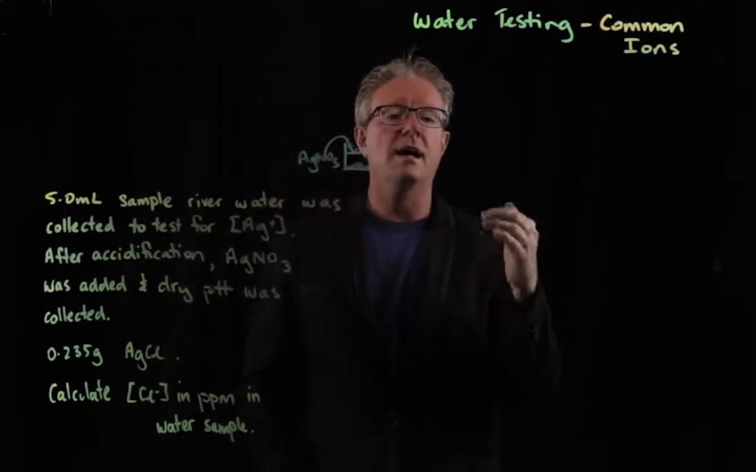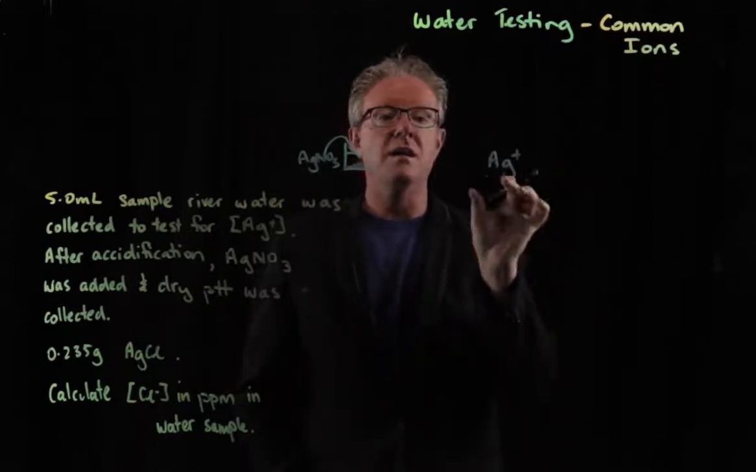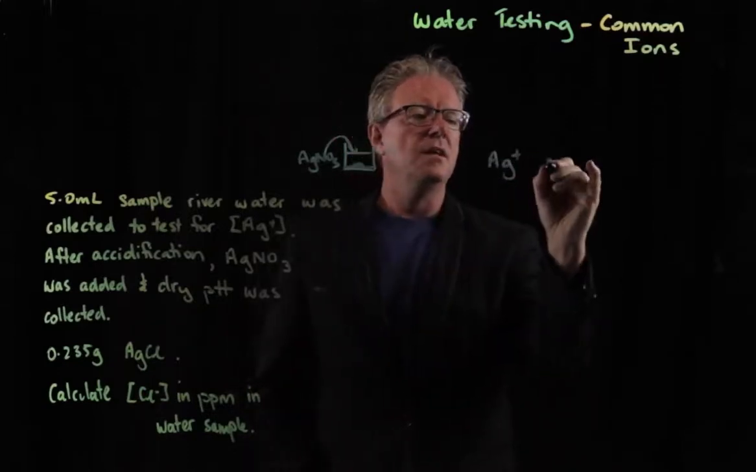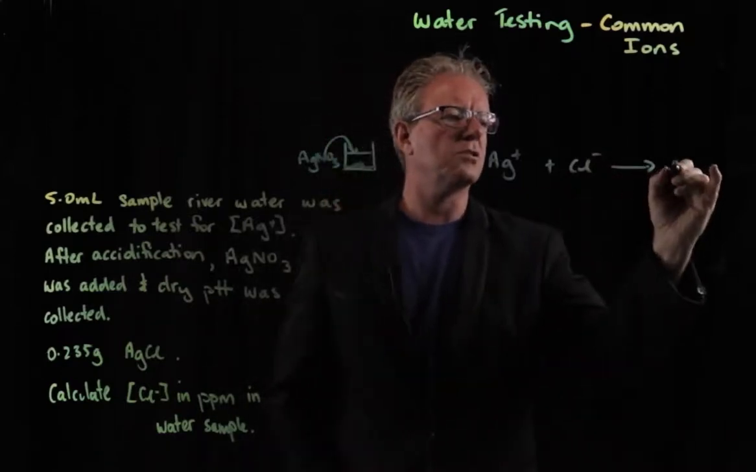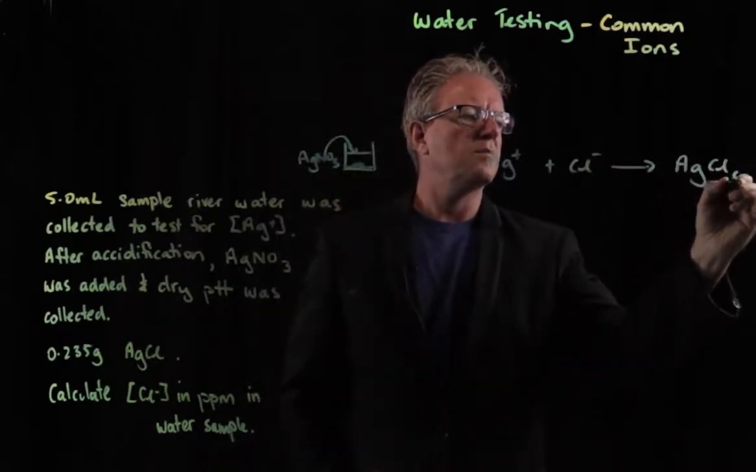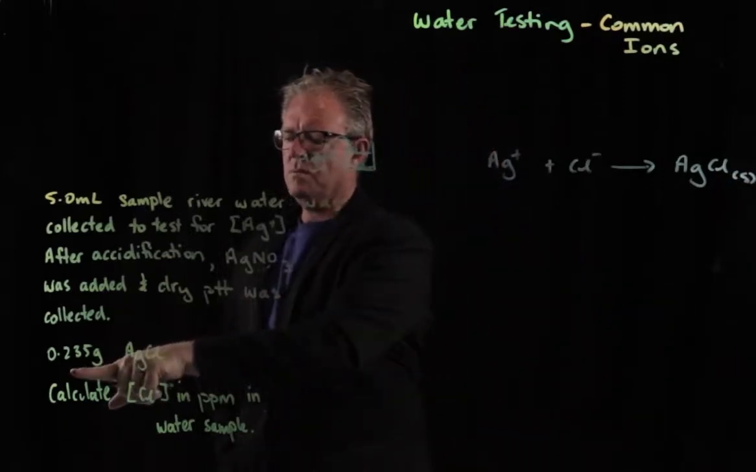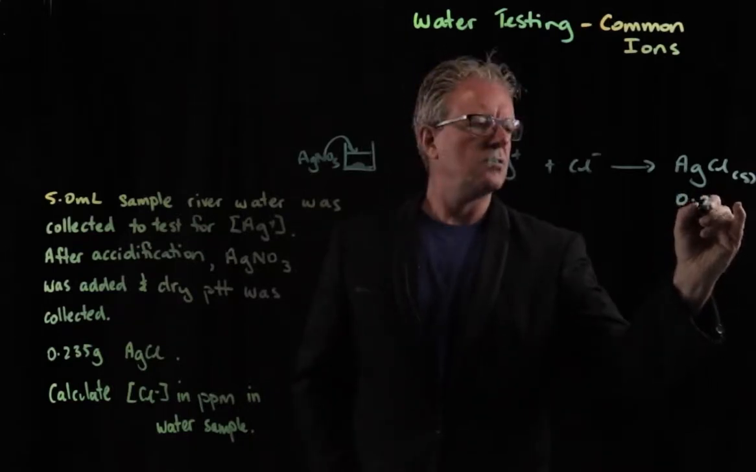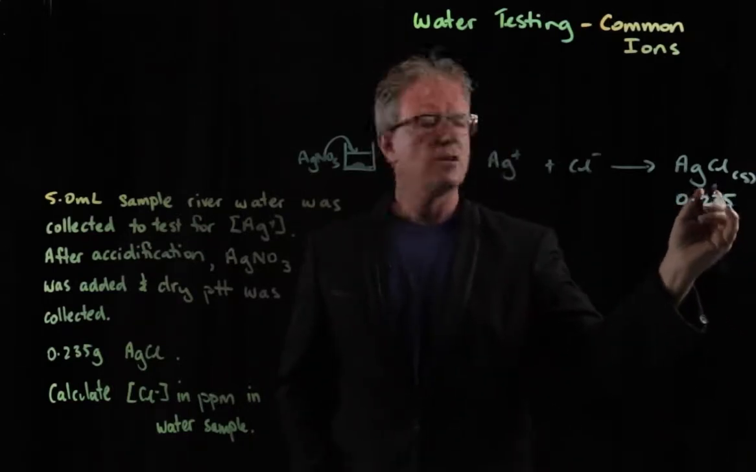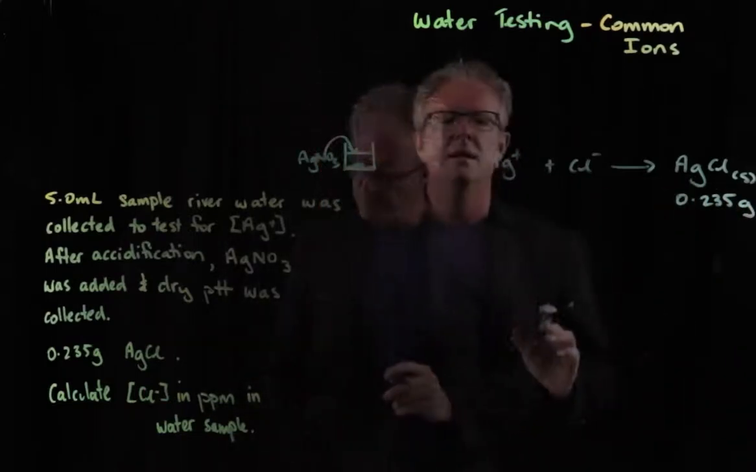All right, so let's look at how we do this. So we've got our silver ions that we've added, and we've got the chloride ions that are in the water sample that we want to determine. That forms the precipitate silver chloride. Now we're told that we had a mass of 0.235 grams of our silver chloride.